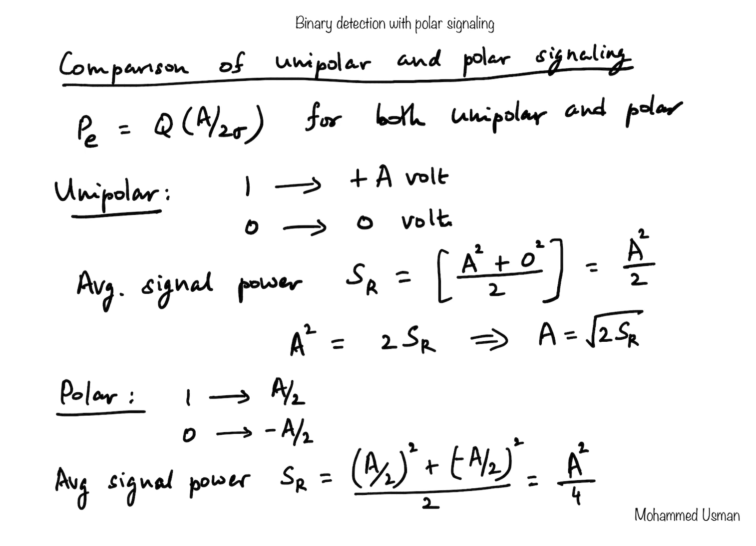Now again, in a similar way as we did in the unipolar case, we can write SR equals A square by 4, or equivalently we can write A is equal to the square root of 4 SR.